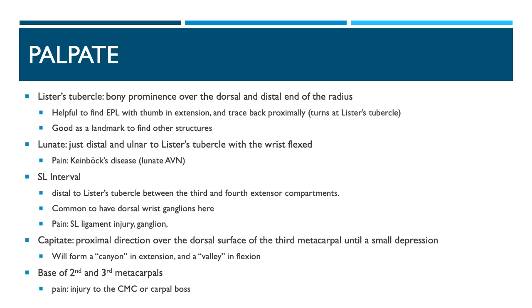The capitate is found by moving in a proximal direction over the dorsal surface of the third metacarpal until there's a small depression that's formed. It kind of forms a canyon in extension and a valley in flexion, is what the textbooks say. You can have a carpal boss near this area at the base of the second and third metacarpals. A carpal boss is a bony prominence at the base of the second and third metacarpals.